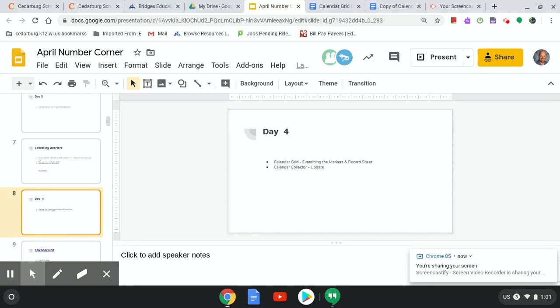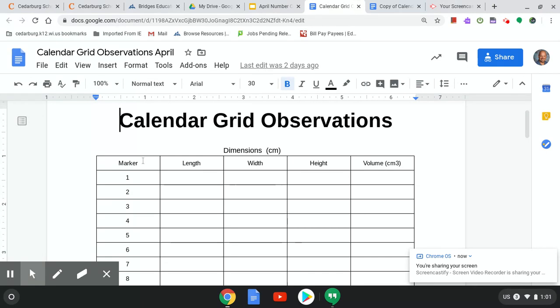We have a calendar grid where we're going to be examining markers. So there should be another record sheet in your Google Drive or somewhere printed off for you. If not, you could put this into your notebooks. It is going to look very similar to this, right? We're going to be looking at lengths, widths, and heights of shapes, and we're going to write down dimensions of rectangular prisms and figure out the volumes in cubic centimeters.